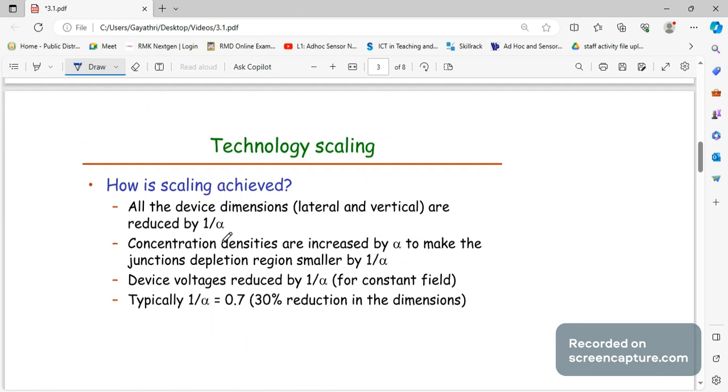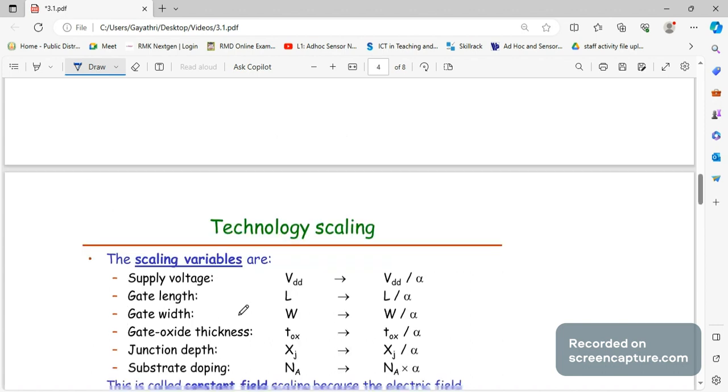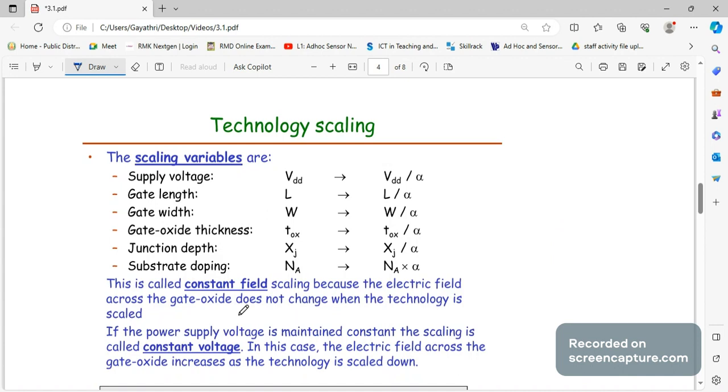Here we are having two different types of scaling. One is lateral scaling, the other one is vertical scaling. Everything depends upon alpha, which is nothing but a constant field. Typically, for a 30% reduction, 1 by alpha is taken as 0.7. So these are the generalized scaling variables utilized.